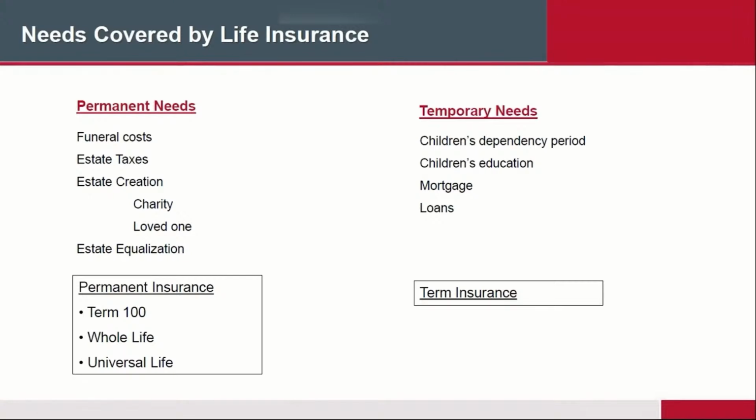Remember I said to you before, we all have an estate, and therefore they could be subject to creditors and taxation and all that stuff there. Okay, you may also want estate creation. In other words, you want to leave money to a charity.